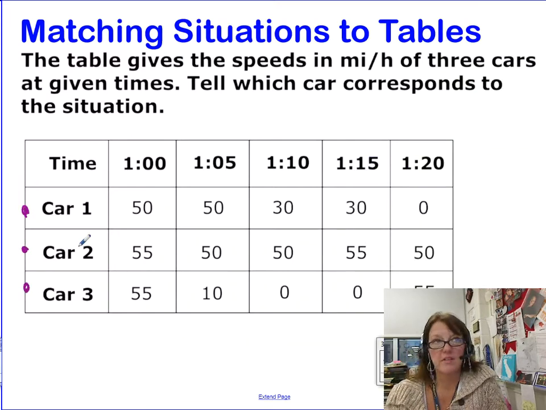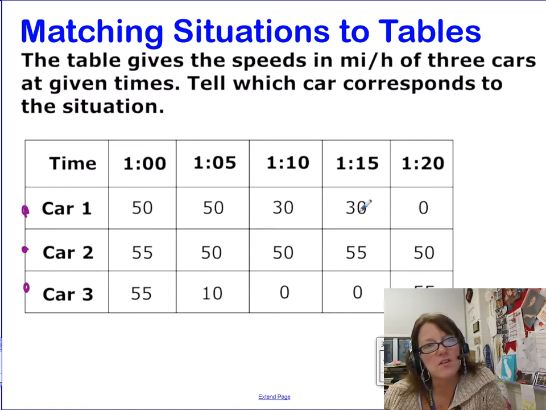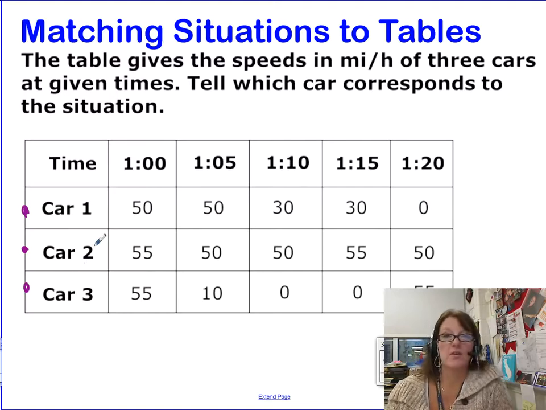Now, this table, believe it or not, looks like a bunch of mumbled jumbled numbers, but it's really telling us a story. It gives us the speeds in miles per hour of 3 different cars over a certain series of time. So let's take a look. Car number 1's story. As time progresses, it's traveling at 50 miles an hour, 50 miles an hour. Then, all of a sudden, 5 minutes later, it's 30 miles an hour, 30 miles an hour, and then 0. It means it stopped.